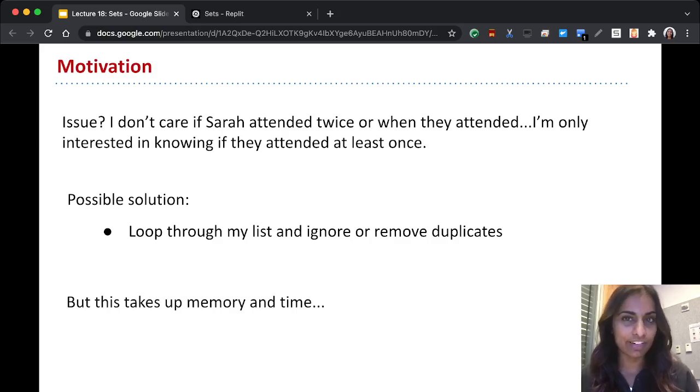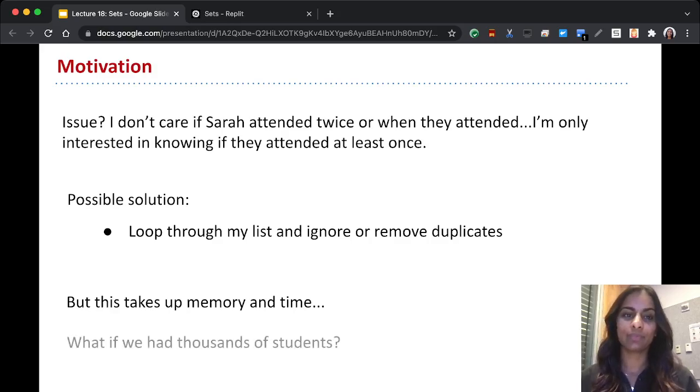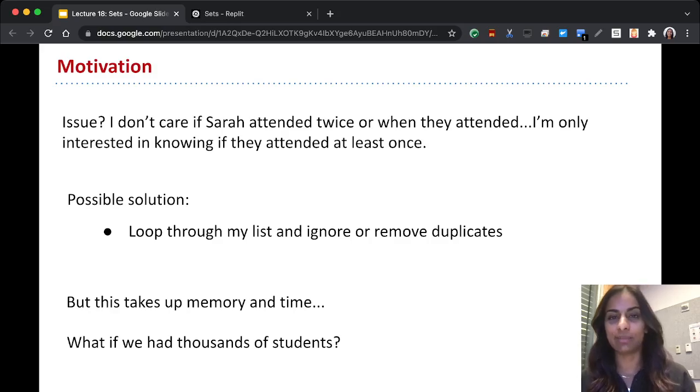But this isn't really great because it takes up both memory and time in order just to ignore or remove any duplicates in the list. So we can come up with a better solution. Oh, and also, before I go to the solution, what if we had thousands of students? What if for some university the requirement was to attend an office hour, so every student at the university had to be counted? This wouldn't work very well. It would take up too much memory, too much time.